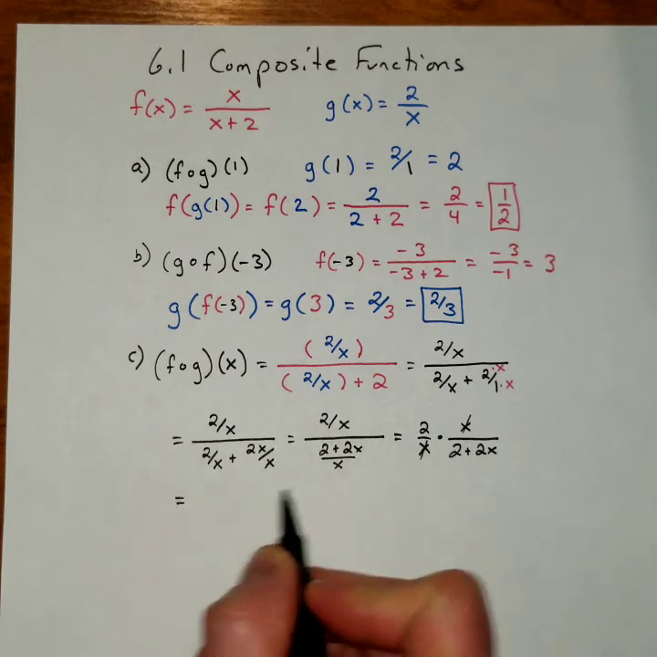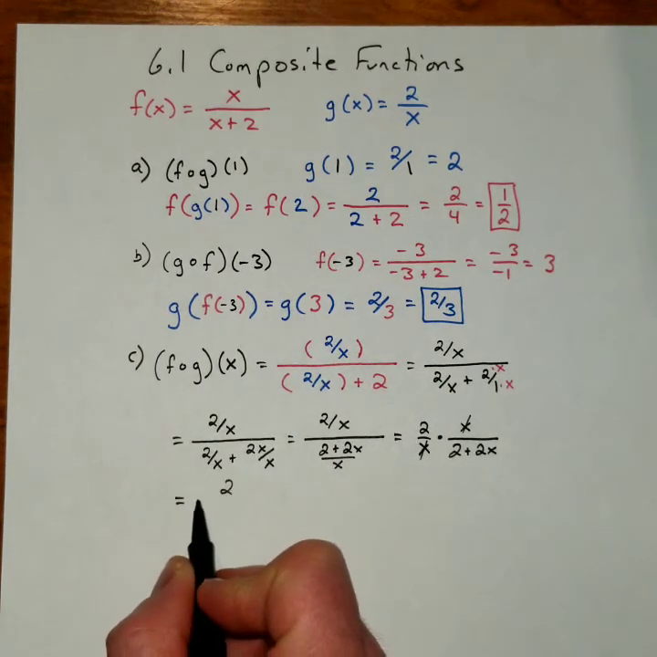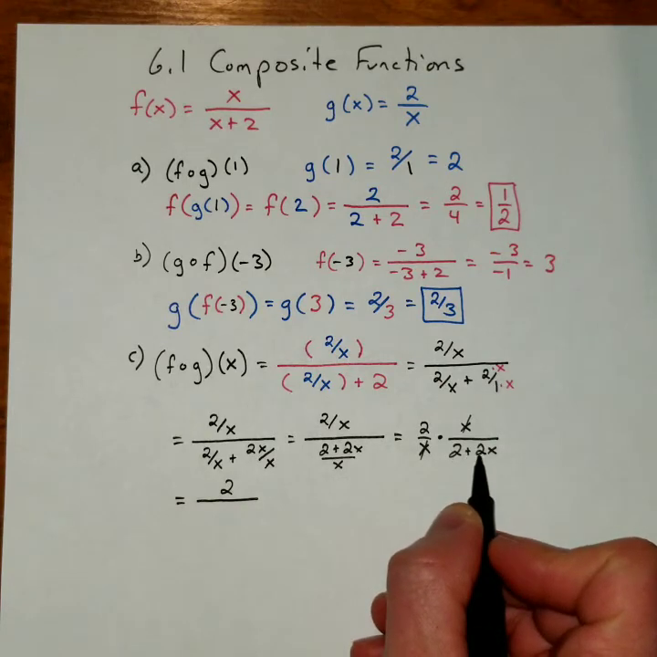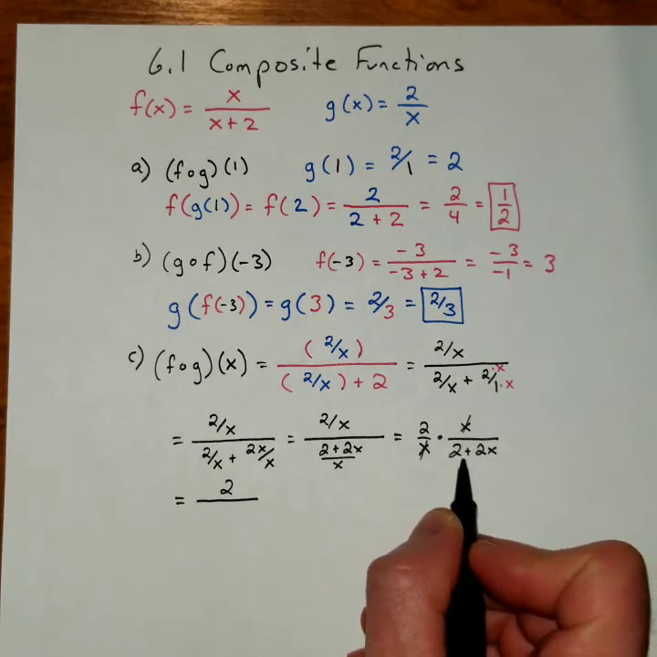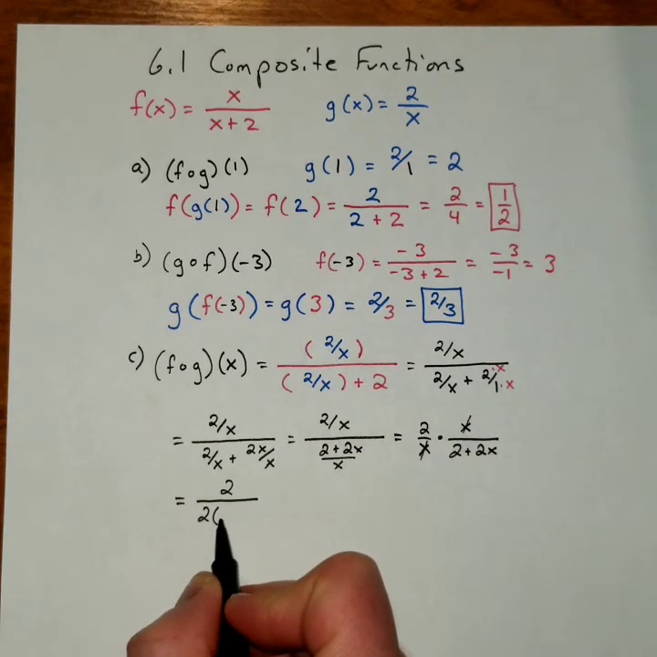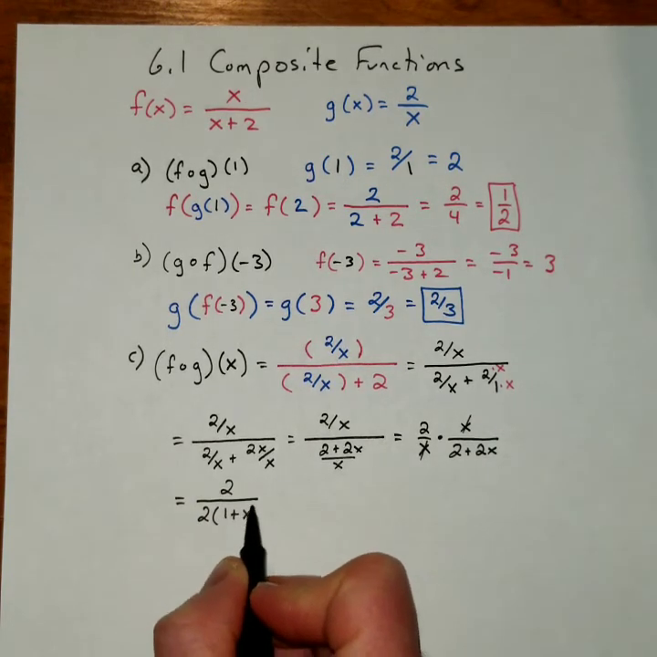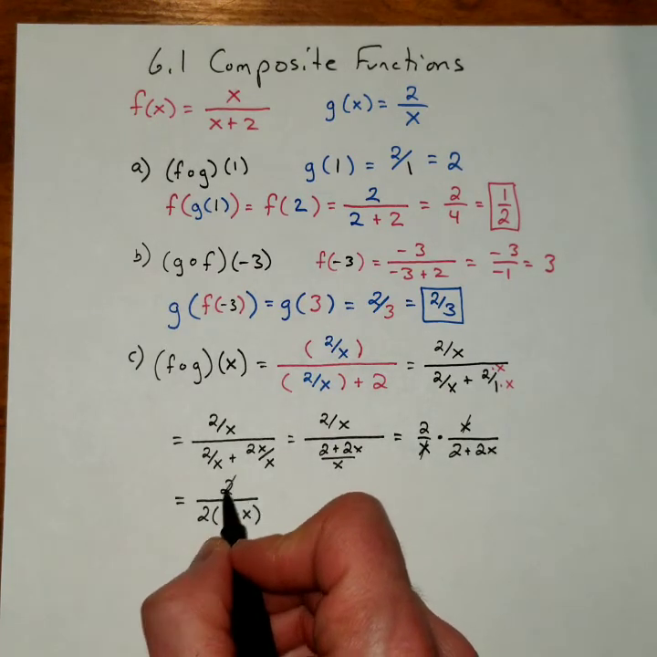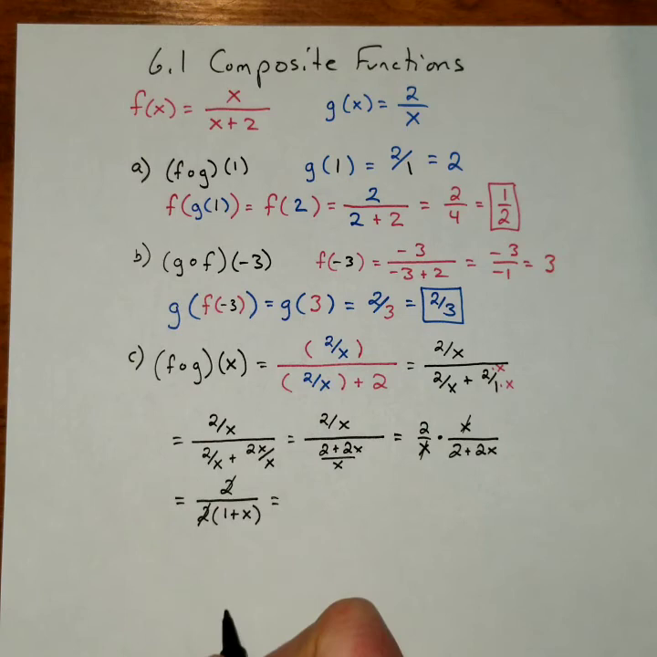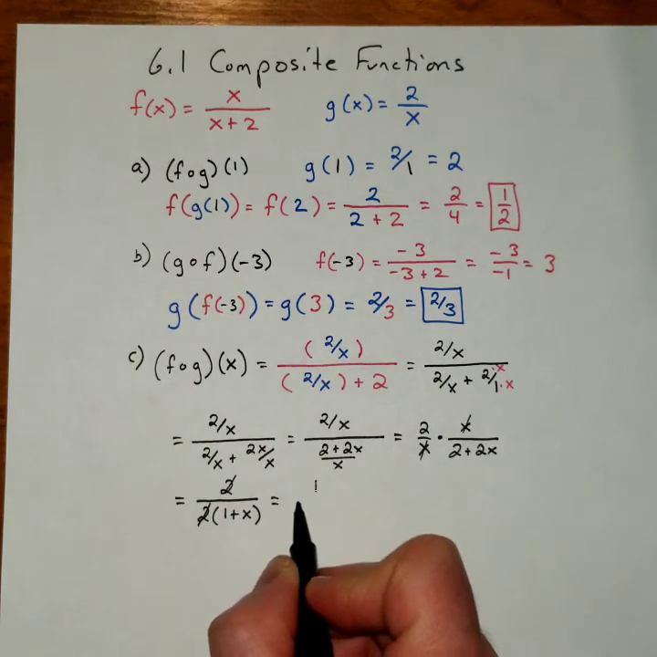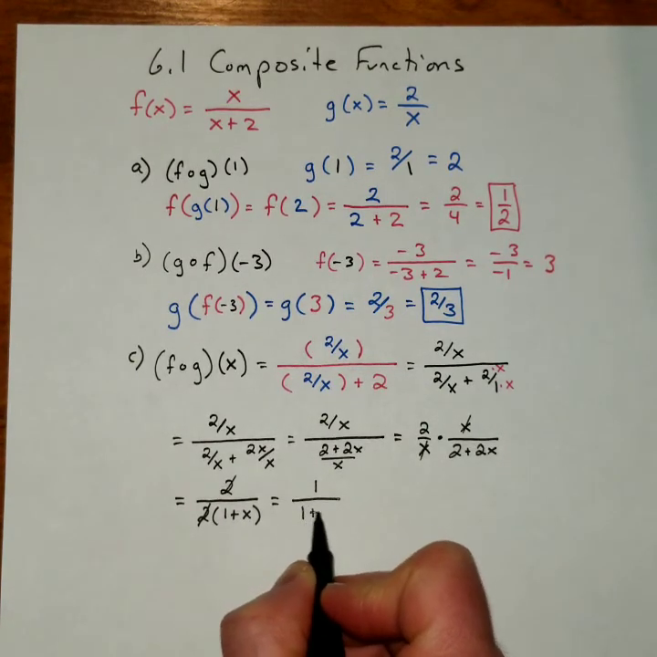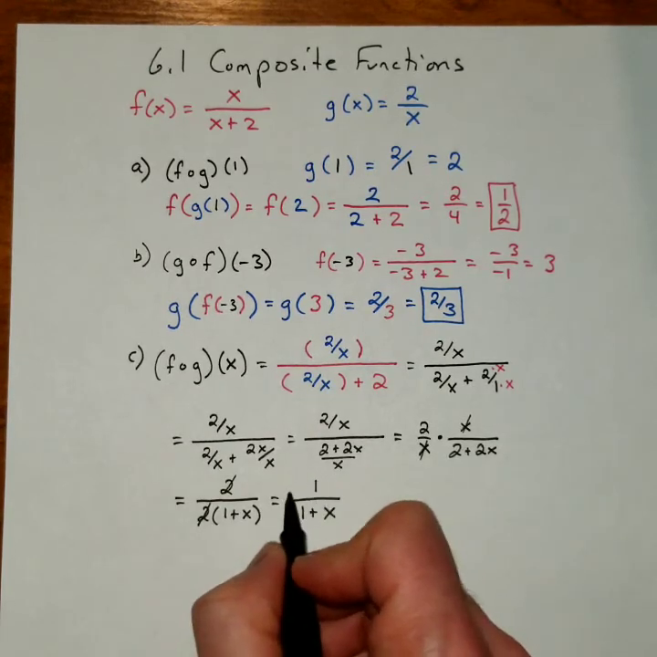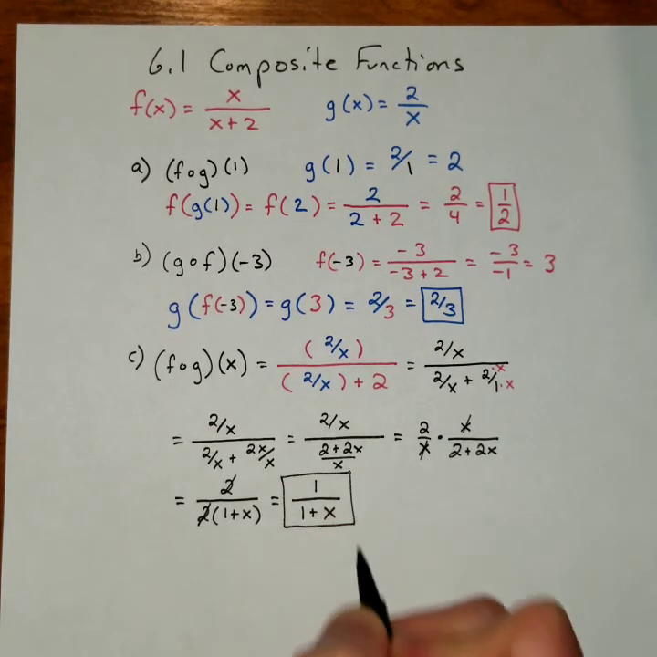And then I'm going to do a little factoring. I've got a 2 on top. I also have a 2 plus 2x on the bottom, but notice that you could pull a 2 out of those. So you get a 2 times 1 plus x. I then have a common factor of 2 on the top and bottom that can cancel, and this will end up as 1 over 1 plus x. Okay, so there's my final function, f of g of x.